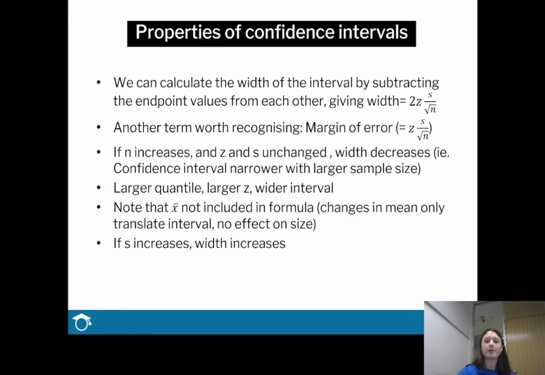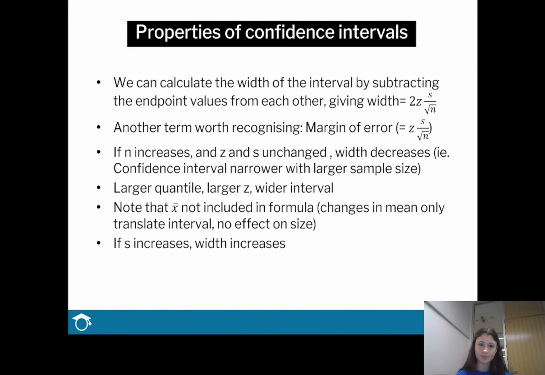We can calculate the width of the interval by subtracting the endpoint values from each other, and the margin of error is Z multiplied by the standard deviation over root n.